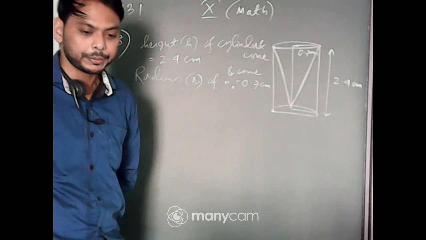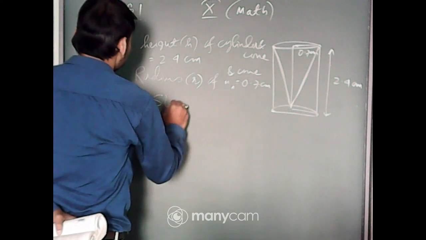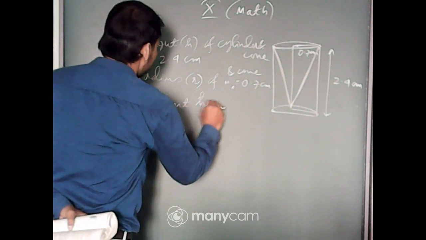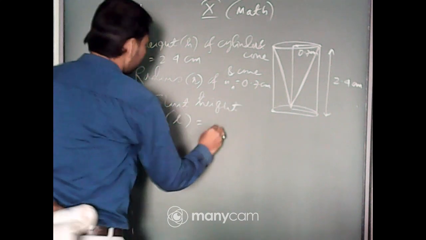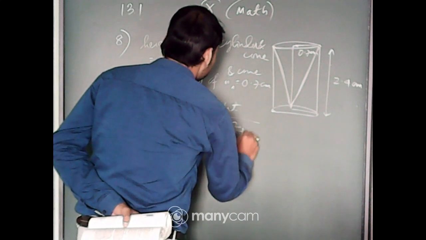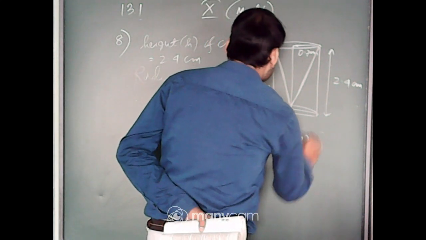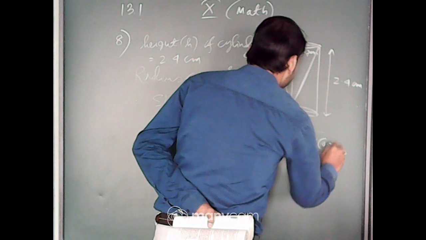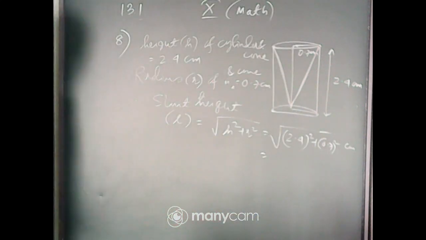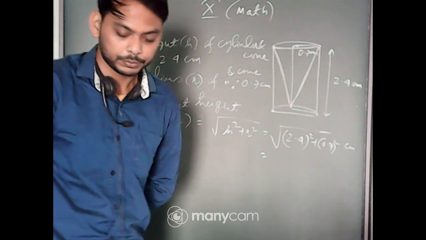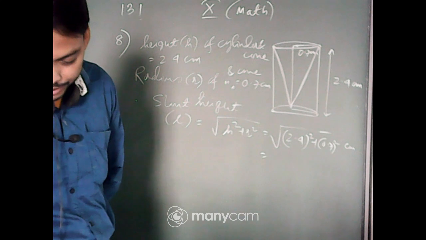Can anyone tell me? We have to first find L, the slant height. First of all, find the slant height L, that is root over a square plus r square, that is root over 2.4 whole square plus 0.7 whole square centimeter. First of all, tell me the slant height, then tell me the formula.